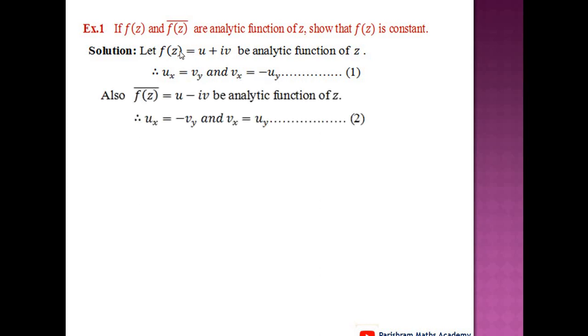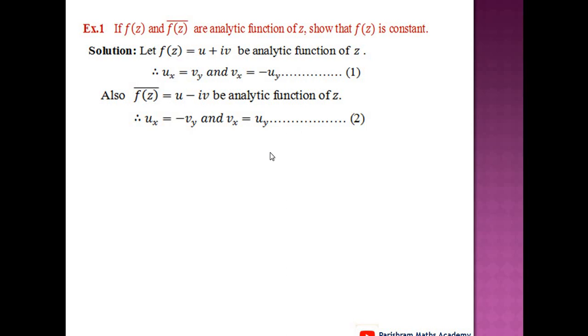Also, f(z bar) = u - iv is an analytic function of z. If f(z) is analytic, then ux = vy and vx = -uy. f(z bar) is also analytic and therefore ux = -vy and vx = uy.